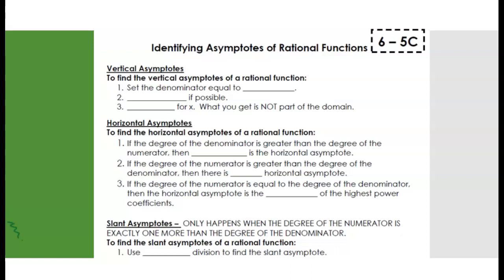So today, 6-5C is going to go on page 80. So if you want to write down page 80, you can glue that in later. It's identifying the asymptotes of the rational functions.